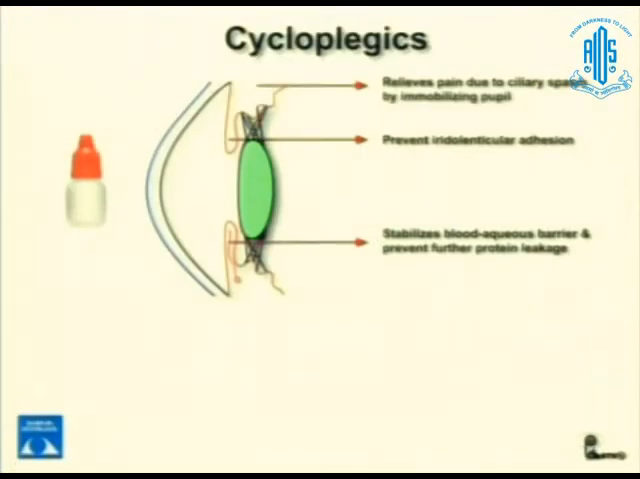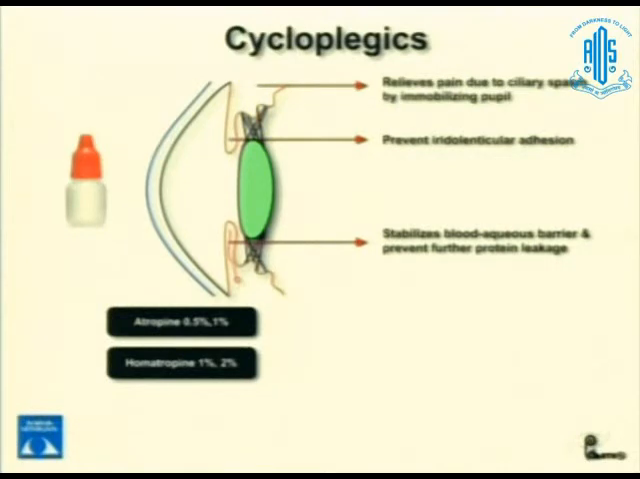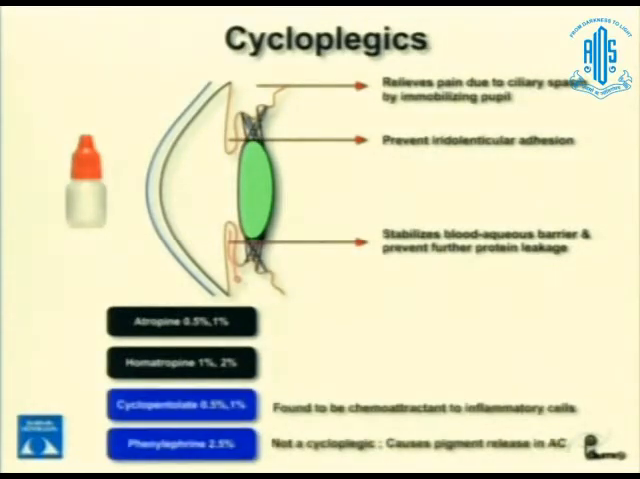Next is the cycloplegic. All of you know the mechanism of the cycloplegic, how they act. I'll just go into which cycloplegics are available. Atropine and homatropine are most commonly used in uveitic management. There is another cycloplegic called cyclopentolate. Some people use cyclopentolate also for the treatment of uveitis. But a group of workers found that this is a chemoattractant to the inflammatory cells, so it's not recommended for uveitis treatment.